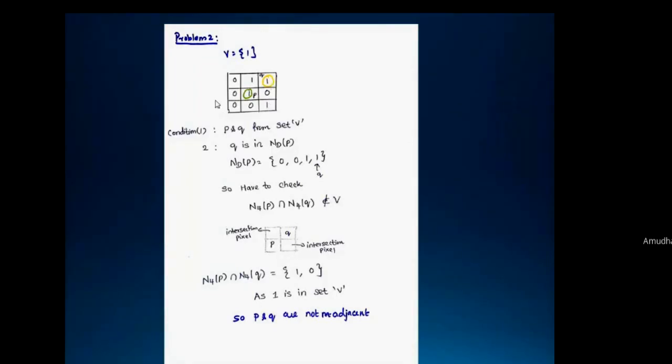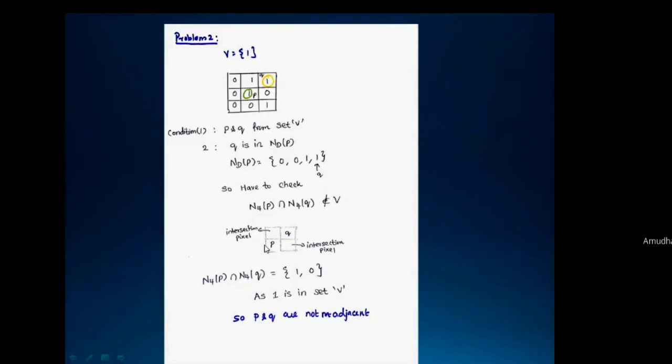So what is the first condition? P and Q are from set V. Yes, 1, 1. And Q is in the diagonal of P. So it is diagonal. So what do we have to do? We have to check that N4 of P intersection N4 of Q is not in the set V.